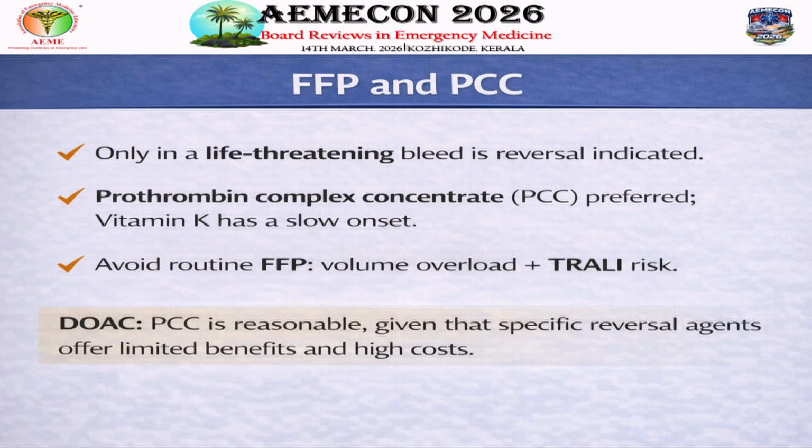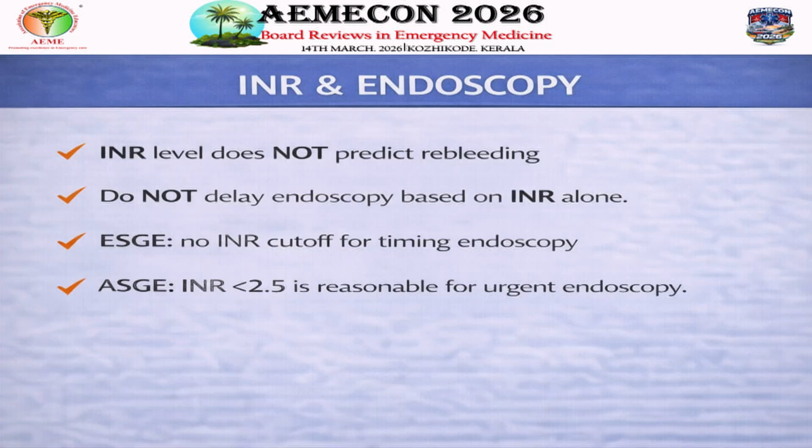But if the patient is having life-threatening bleeding, give PCC, prothrombin complex, not FFP. FFP has a lot of volume and a risk of TRALI also. So give PCC if PCC is available. If it is not available, you can proceed with FFP. For direct oral anticoagulants, there is a reversal agent called andexanet alfa, which is very costly. So you can go ahead with PCC in this case also.